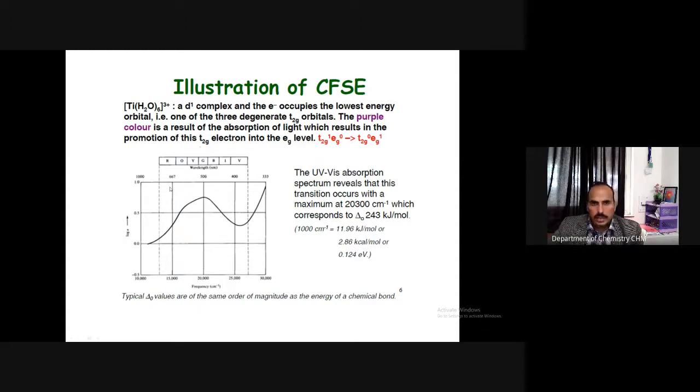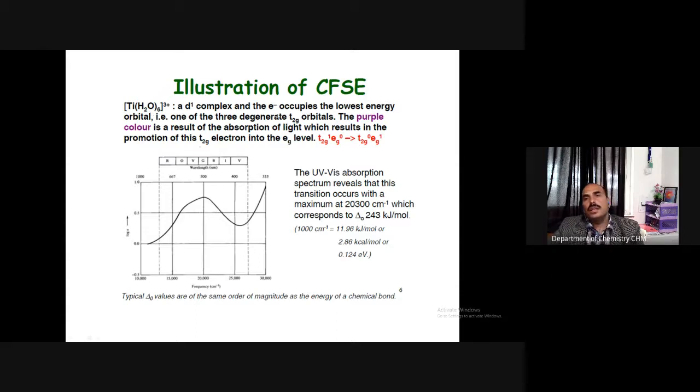For that, you need to do an experiment, using equipment called a spectrophotometer, or to be more specific, a UV-visible spectrophotometer, and you need to record a UV-visible spectrum of any metal complex. For example, we have taken here the titanium hexaaqua 3+ complex, right? It's a d1 complex, and the electron occupies the lowest energy orbital. So it's octahedral, so it has to be the t2g set, right?